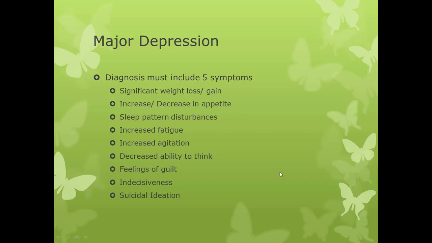For a person to be diagnosed with major depression, there should be at least 5 symptoms. Could be weight loss, weight gain, increase or decrease in appetite. People are either sleeping too much or not enough. They're more fatigued, they're agitated, they're not able to think, they have feelings of guilt, they're indecisive, and they have suicidal ideation.